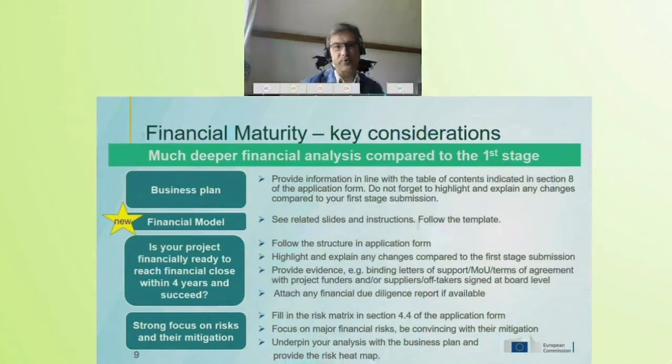Okay, financial maturity. I think this is one of the cracking sub-criteria for the second stage. Here we have, again, slightly adjusted the application form, but we also have some novelties in the second stage. In particular, the financial model summary sheet, which is a mandatory document that you need to fill in and submit.